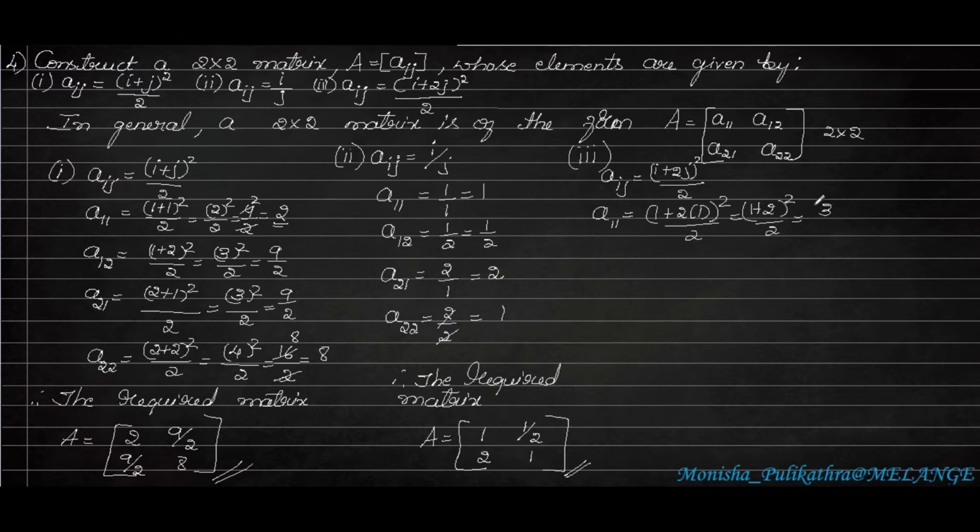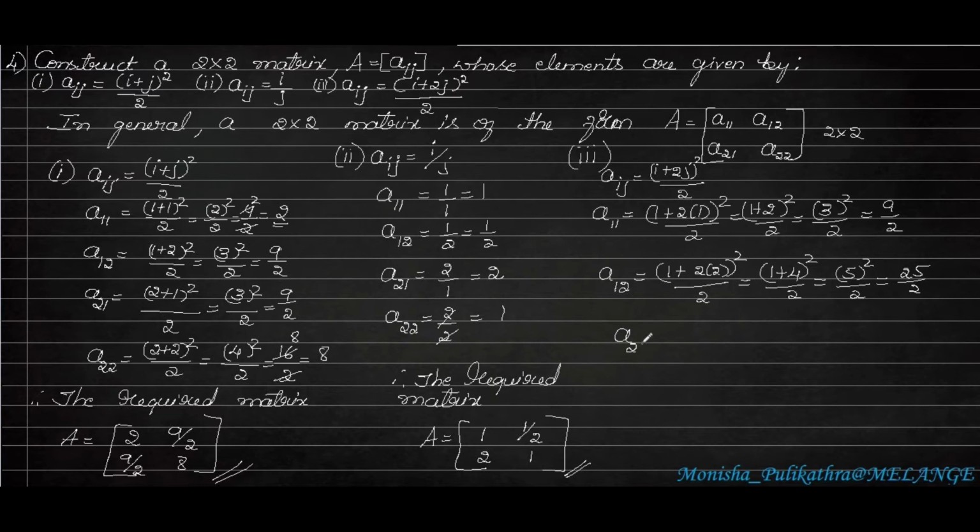So 1 plus 2 is 3 square divided by 2, that is equal to 9 by 2. So the second one is A12. 1 plus 2 into 2 whole square divided by 2 is equal to 1 plus 4 whole square divided by 2. 1 plus 4 is 5 square divided by 2, that is 25 by 2.